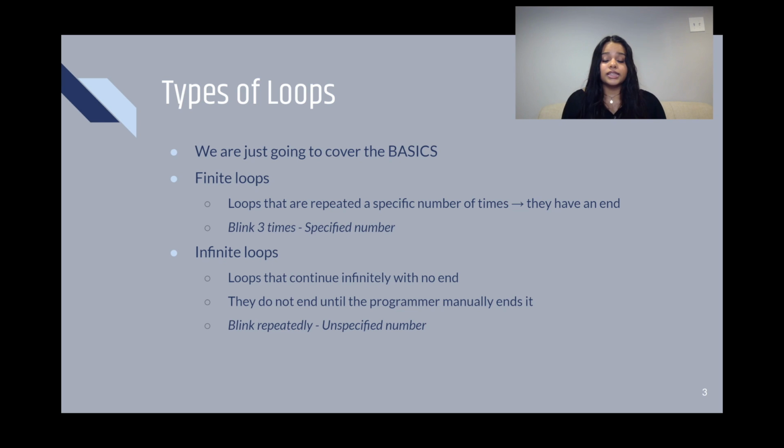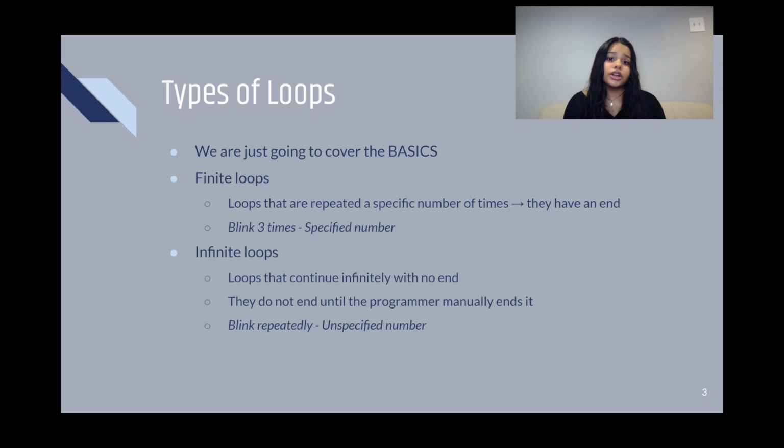Now, an example of this is saying blink repeatedly. It's an unspecified number, and a person will blink and blink and blink again until someone tells them to stop. So until someone manually ends this or interferes, the loop will run on forever and ever. Now, in some cases, you might want an infinite loop, but for most, you will likely use a finite loop.